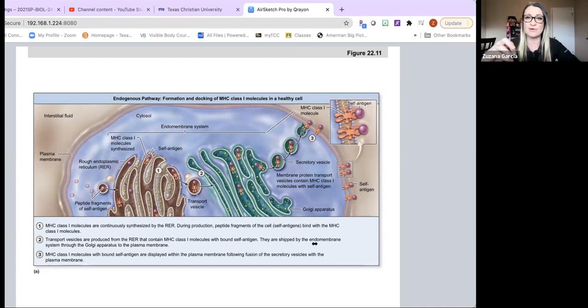When it reaches the cell membrane, it's going to fuse with the cell membrane with the antigen sticking to the outside, as you can see on this image right here. You see those self-antigens pointing to the outside of the cell membrane. So if an immune system cell came by, it sees those self-antigens, it knows that this cell is okay, and it's going to leave it alone, and off it goes, scanning and checking the other cells in the area. So that's what happens in a normal healthy cell.